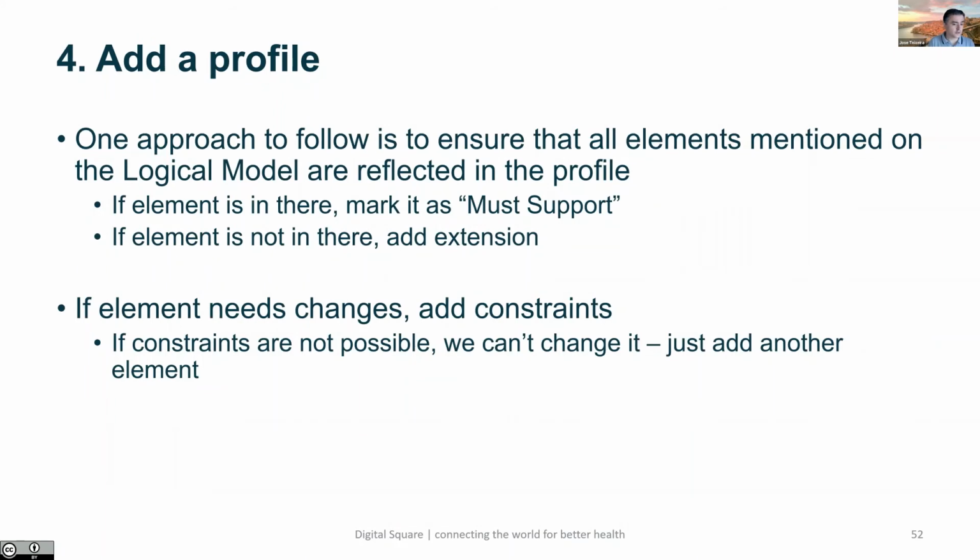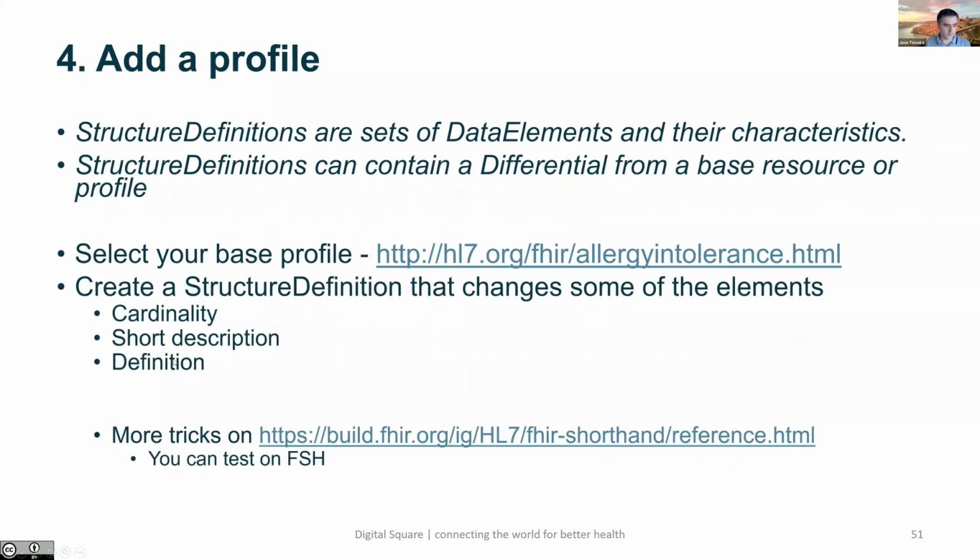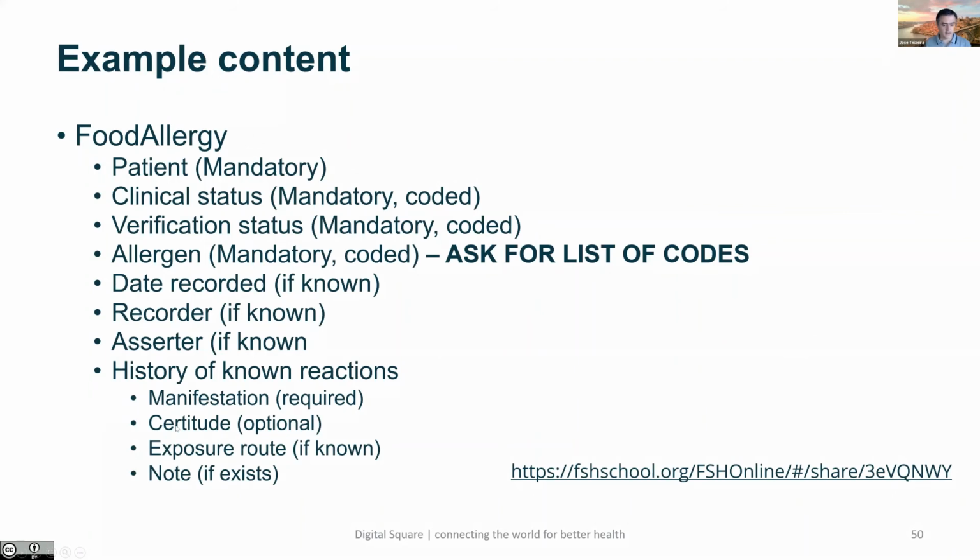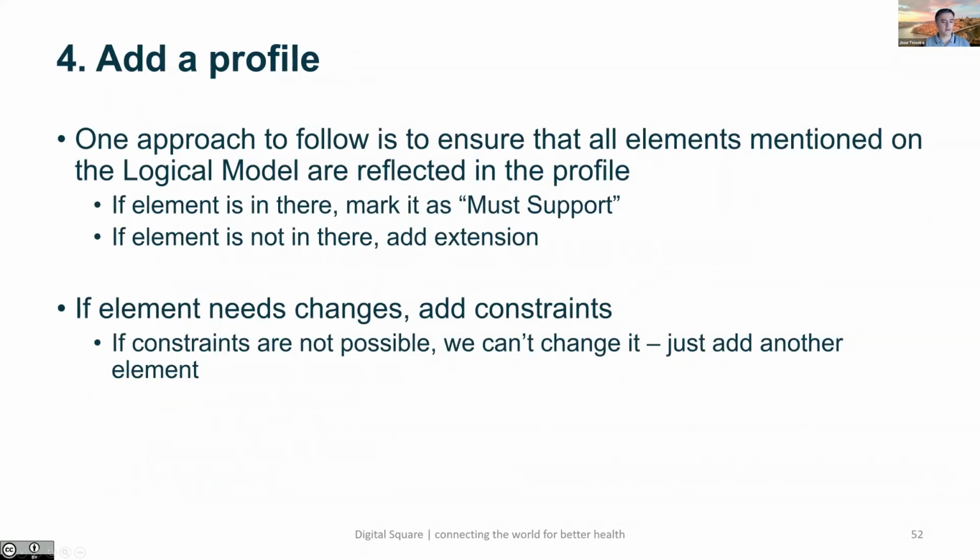If the element is not there, so if you have something in the logical model that is not in your resource, this means that you need to extend the resource. So if our logical model had a thing called certitude, I think, yeah, and this does not exist in the FHIR resource, so we have to add extensions, and if there are changes, then we add constraints.